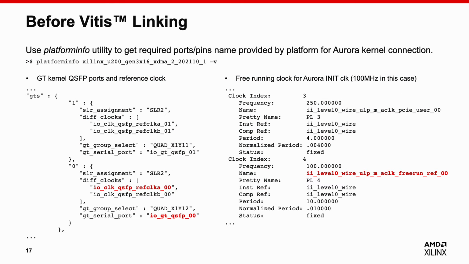Before we enter the linking step, we need to get the name of the ports and pins for Aurora IP connection. These ports and pins include those for GT reference clock, GT lanes data bus, and the initial clock. Using Alveo U200 card as an example, you can use the platform info command to get this information, as the text highlighted in red. For other Alveo cards and target platforms, you could also find similar information for the signal connection purpose.